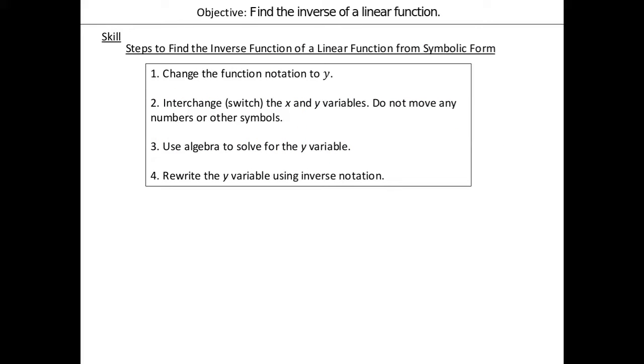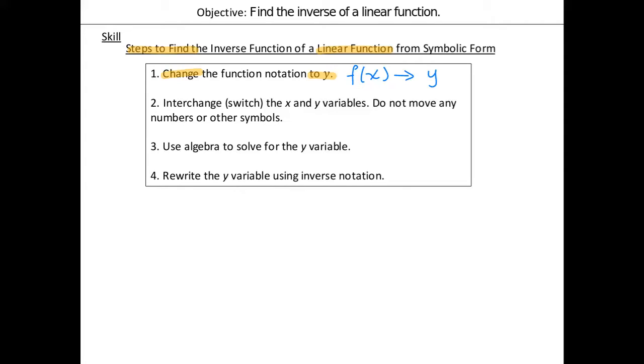So for the steps today, the steps to find the inverse of a linear function is to first change the function notation to y. So that means we're going to take our f of x symbol, and then we're going to switch it to a y, okay?